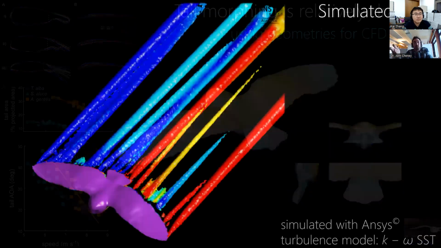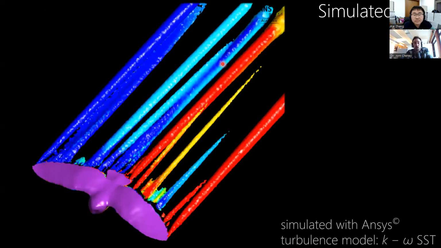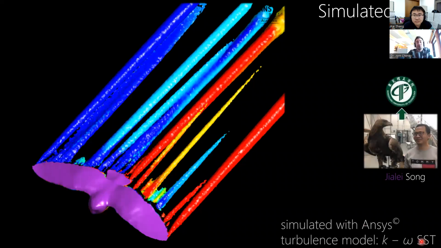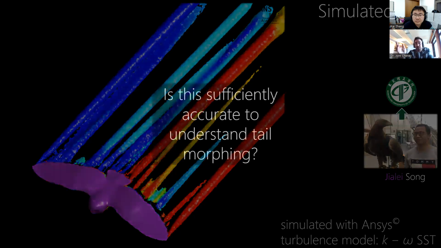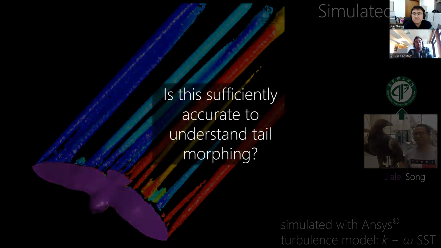And what we were able to then do was simulate the CFD. In this case, we simulated with ANSYS and using the turbulence model K omega SST. I should say what I mean is Jale did this, and Jale conveniently came onto the talk just for any questions, because I know many of you are quite interested in CFD. So really, I'm reporting Jale's part right here. But we had the fundamental question of, is the K omega SST model sufficiently accurate to understand tail morphing? And so what we did to address this is try and validate it.